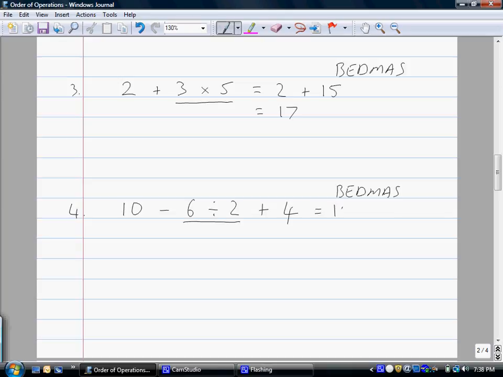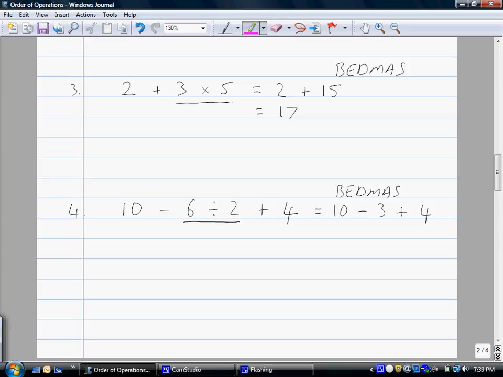So I write 10 minus, because I've done absolutely nothing here. I'm only working out 6 divided by 2. And that's 3, that's the 6 divided by 2. And I still have the plus 4 afterwards. So I do that. Now I've got 2 operations.